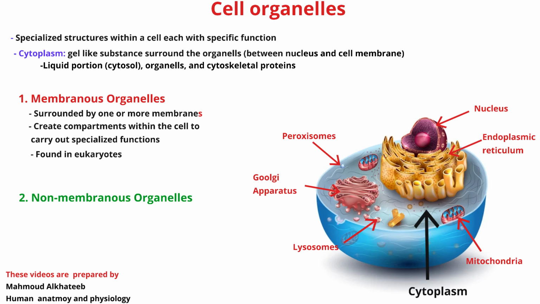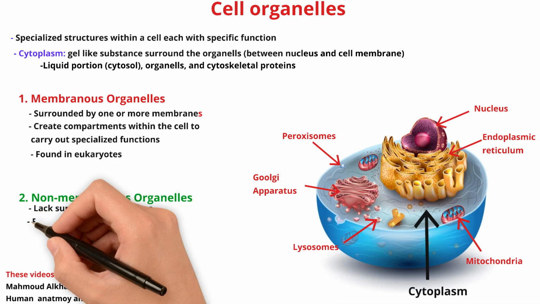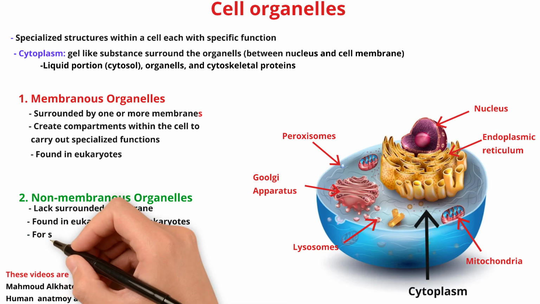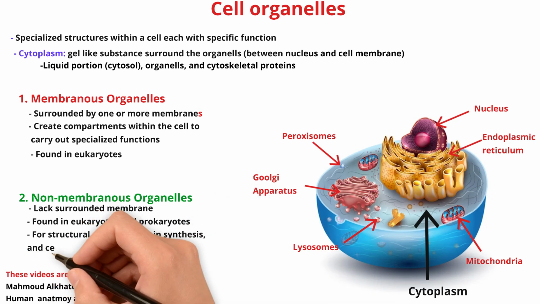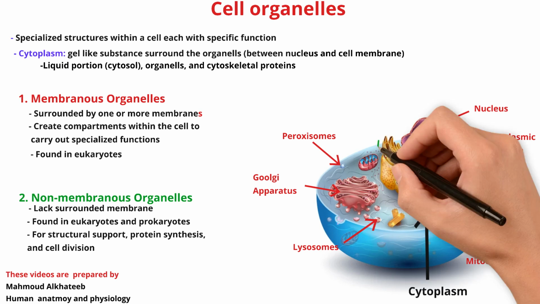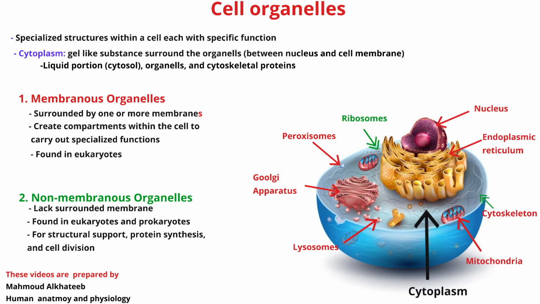On the other hand, non-membranous organelles do not have a surrounding membrane and are present in both prokaryotic and eukaryotic cells. These structures play essential roles in providing structural support, protein synthesis, and cell division. Examples of non-membranous organelles include ribosomes, cytoskeletal proteins, centrosome, centrioles, and proteasomes. Together, these organelles work in harmony to ensure the cell functions efficiently, allowing it to grow, reproduce, and respond to its environment. In this session, we are going to discuss the structure and function of these organelles in order.